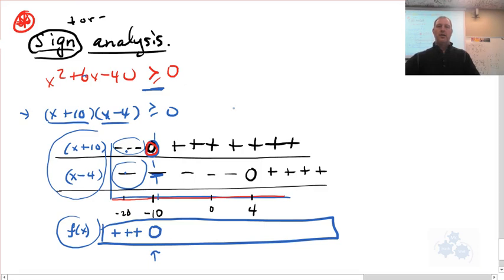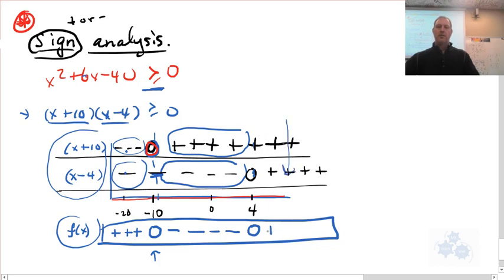And then over here, this whole region right here, that's positive, and this is negative. So what's a positive times negative? Negative. Here's a 0. Positive times 0 is 0. And then literally, I'm just looking down the column, positive times positive, that's positive.